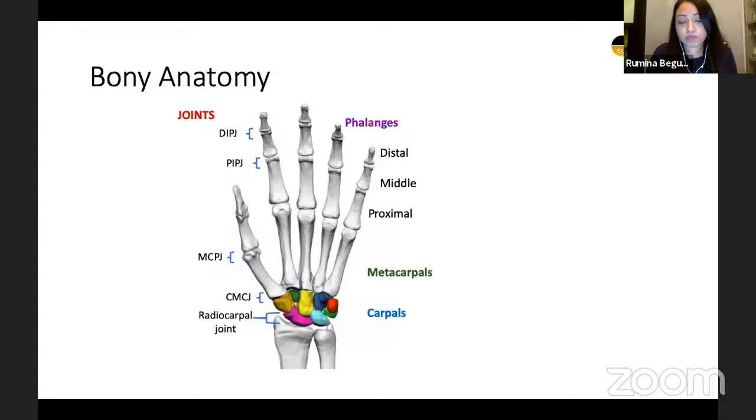Similarly, moving more proximal, you have the CMCJ, so the carpal bone articulating with the metacarpal, forming the carpometacarpal joint. And whenever the wrist, particularly the distal radius, articulates with the scaphoid or the lunate, it's known as the radiocarpal joint.